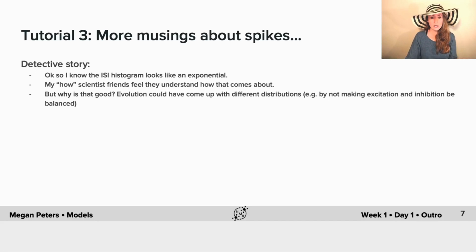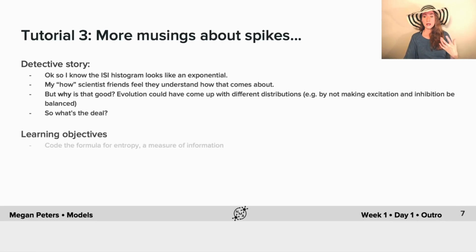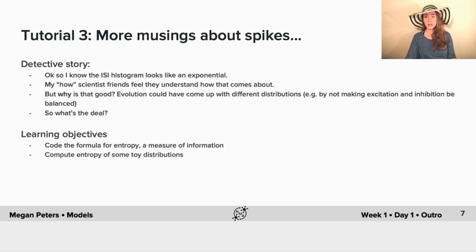And so to answer these kinds of questions, in this tutorial, we first learned what entropy was, which was a measure of the amount of information in a system. And then we computed the entropy of some toy systems. And then we finally computed the entropy of the spiking activity from the data set that we've been playing with all day.